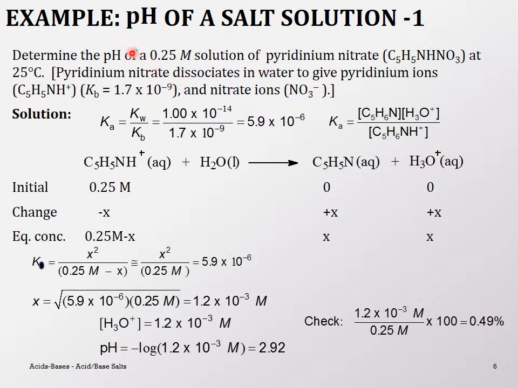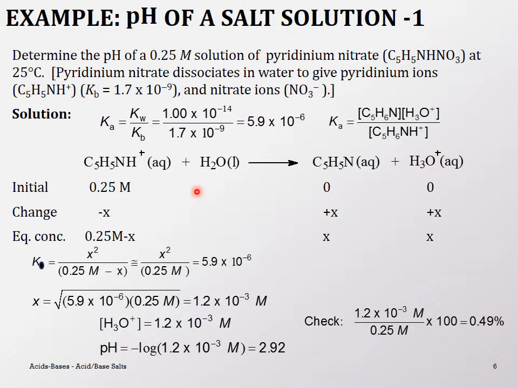So we're supposed to figure out the pH of a 0.25 molar solution of pyridinium nitrate. Just by looking at this equation, you know that the nitrate is coming from nitric acid, which is a strong acid, and pyridine is a weak base. So this must be the stronger conjugate acid, which means you're going to have a hydronium ion in there, and not base, because the base is coming from a strong acid.